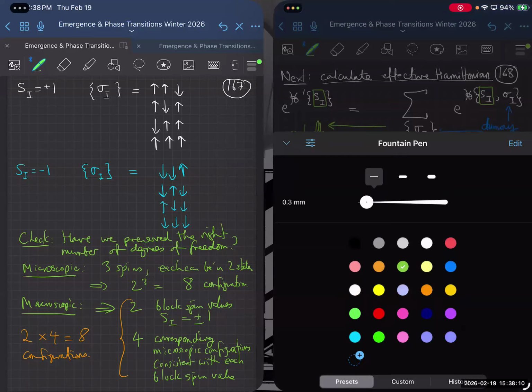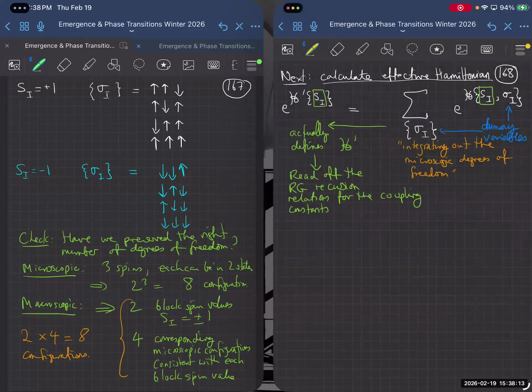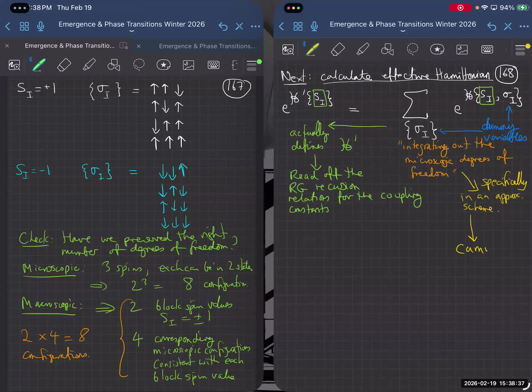And so we're going to do this specific calculation in an approximation scheme. And what is that approximation scheme? It's a form of perturbation theory. It's called a cumulant expansion. So it's a cumulant expansion in perturbation theory. And I'm going to show you how we do that now.